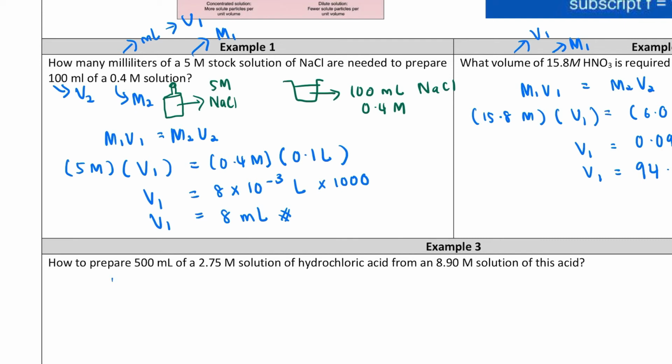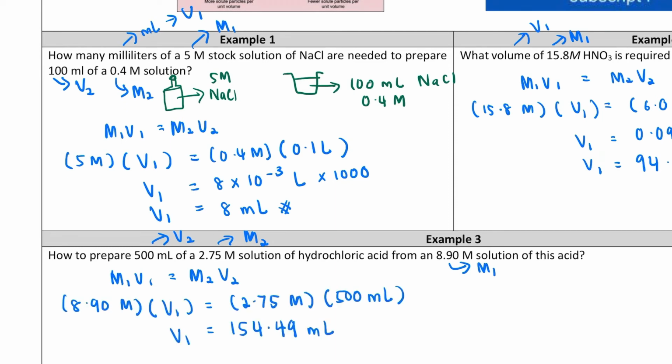Okay, so let us use the same equation, M1V1 equal to M2V2. This one should be V2. 2.75 is M2, molarity yang kita nak achieve. This is M1 because molarity initial. Let us plug in the value. Alright, done. So saya dapat volume yang diperlukan untuk menghasilkan 500 ml 2.75 molar solution adalah 154.49 ml.